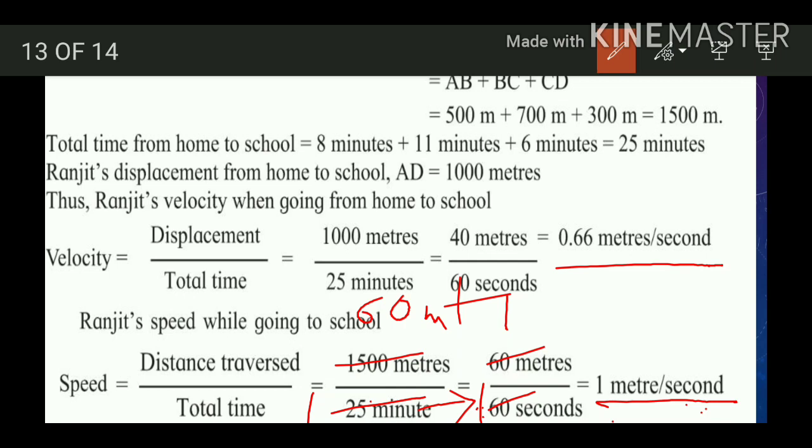Okay, Ranjit did not take the straight route of minimum distance, right? Means AD, while going to school. Therefore, the magnitude of his velocity and speed came out to be different. Had Ranjit actually gone by the straight route, that is AD, then the magnitude of his velocity and speed would have been the same.